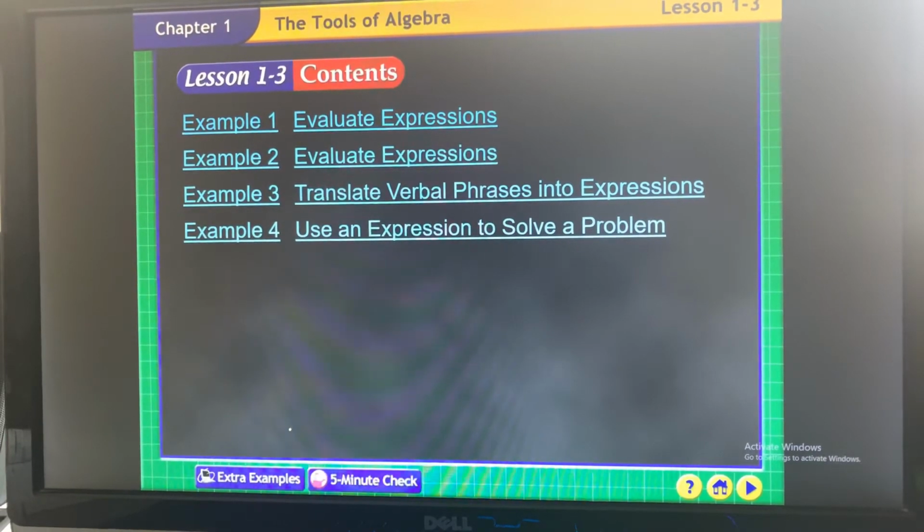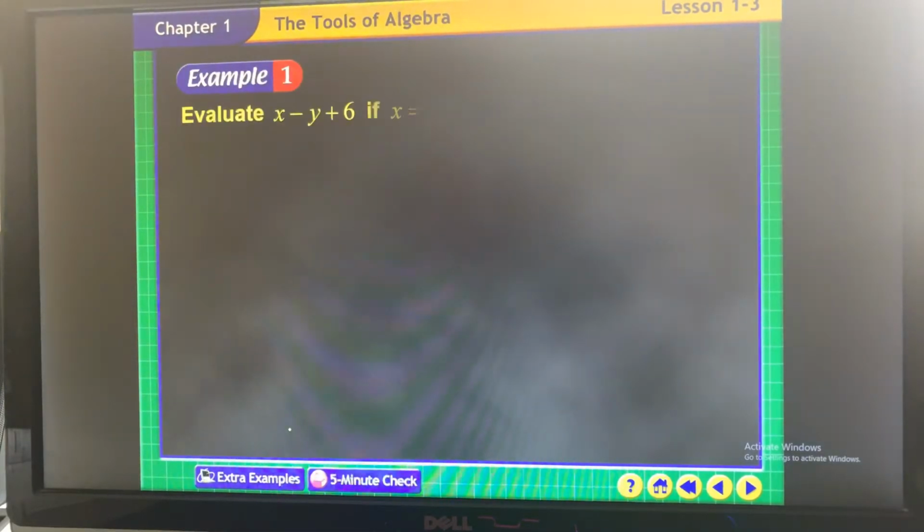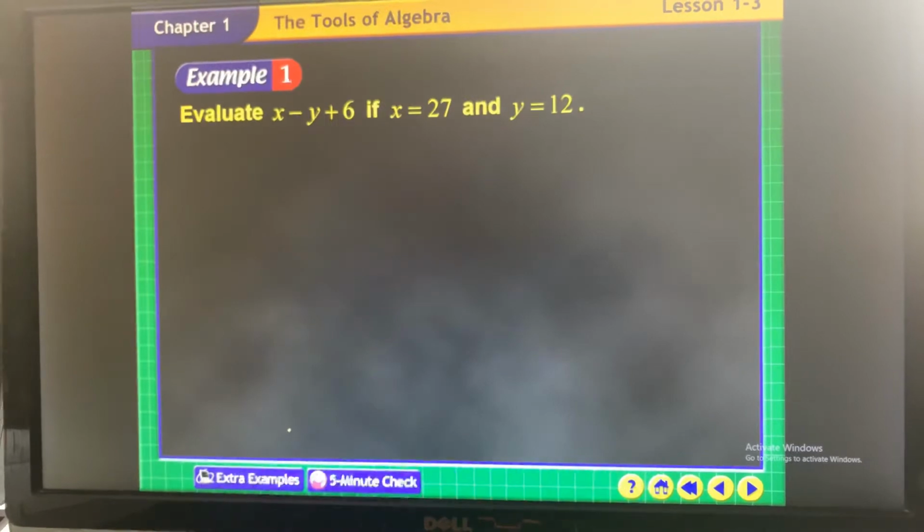All right, we're on lesson 1-3. We're going to evaluate a lot of expressions. Remember, numerical expressions don't have variables. Once we put variables involved in it, then it becomes an algebraic expression. So we're going to be working more with algebraic expressions like this.